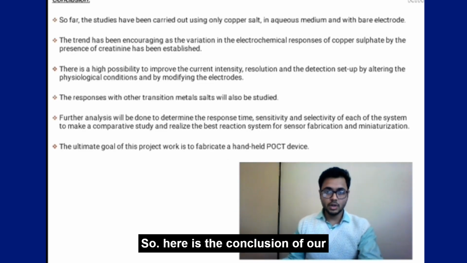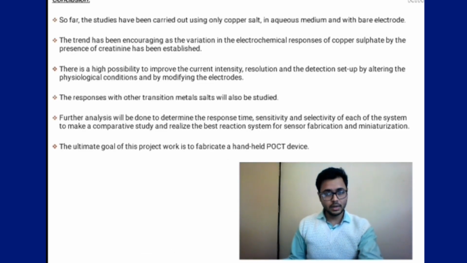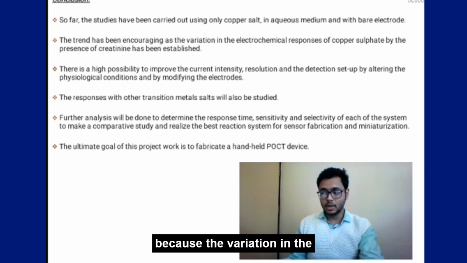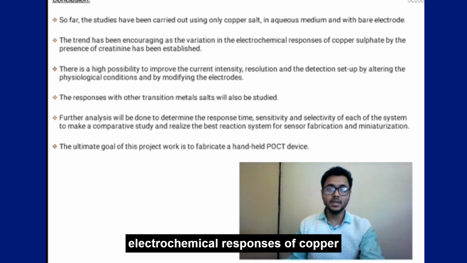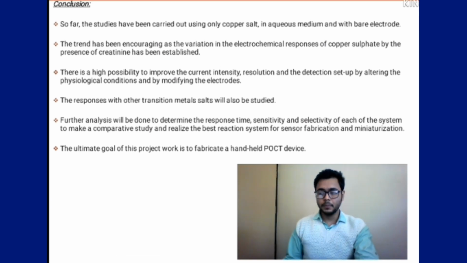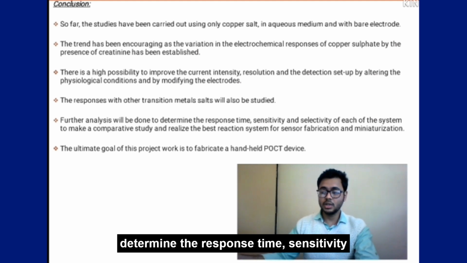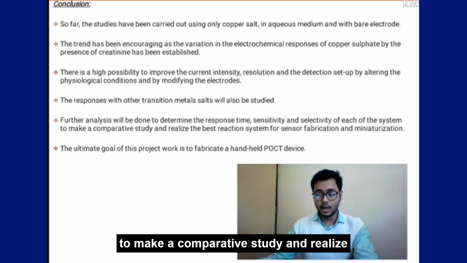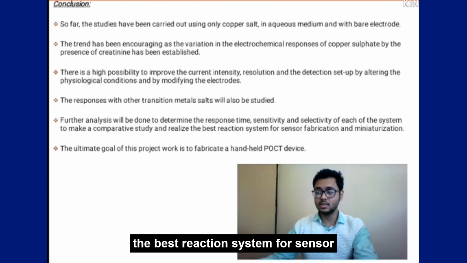So here is the conclusion of our preliminary findings. The trend has been encouraging for us because the variation in the electrochemical responses of copper sulfate by the presence of creatinine has been well established. Further analysis will be done to determine the response time, sensitivity, and selectivity of each system, to make a comparative study and realize the best reaction system for sensor fabrication and miniaturization.